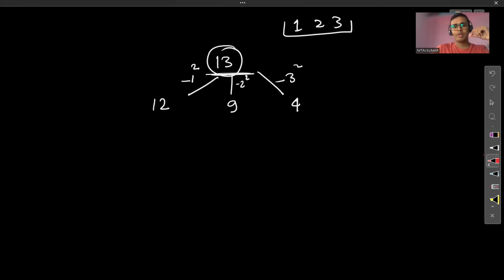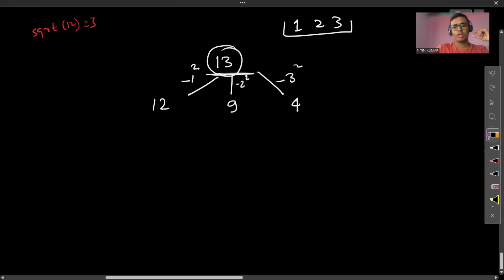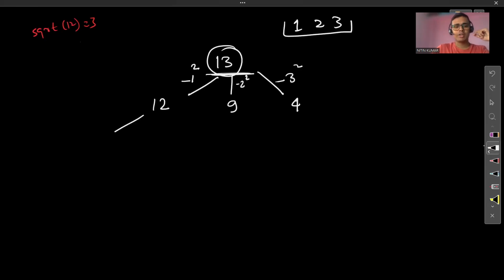Now for 12, what are the values we can subtract from 12? We simply take the square root of 12, which is also 3. So we can take 1, 2 and 3. First we are taking minus 1 square, which gets me 11. When I am taking minus 2 square, it gets me 8. And when I am taking minus 3 square, 12 minus 9 will eventually be 3.